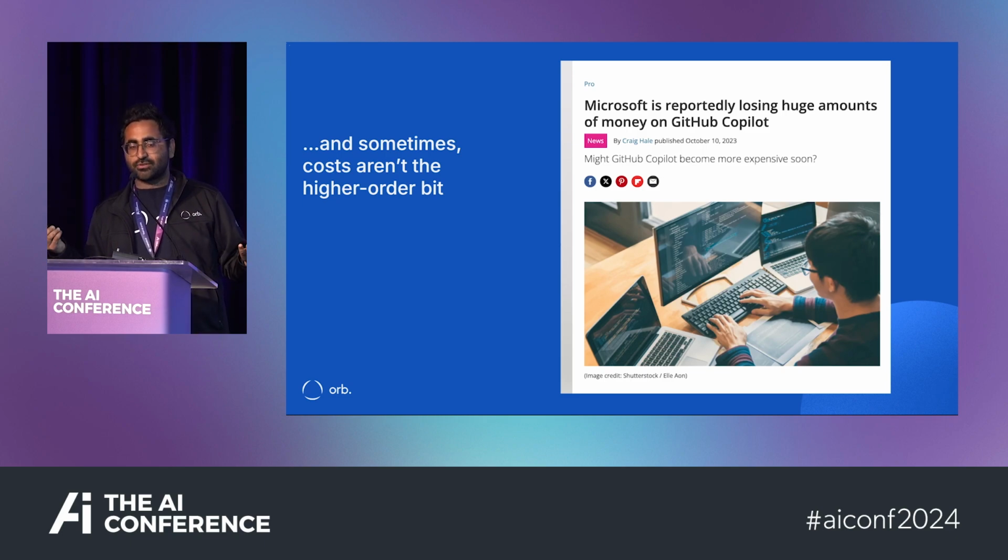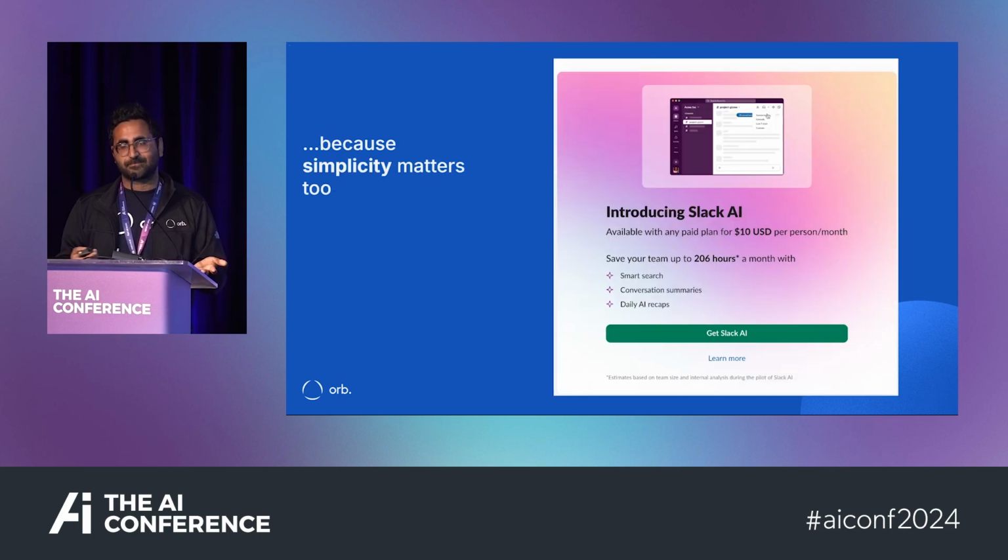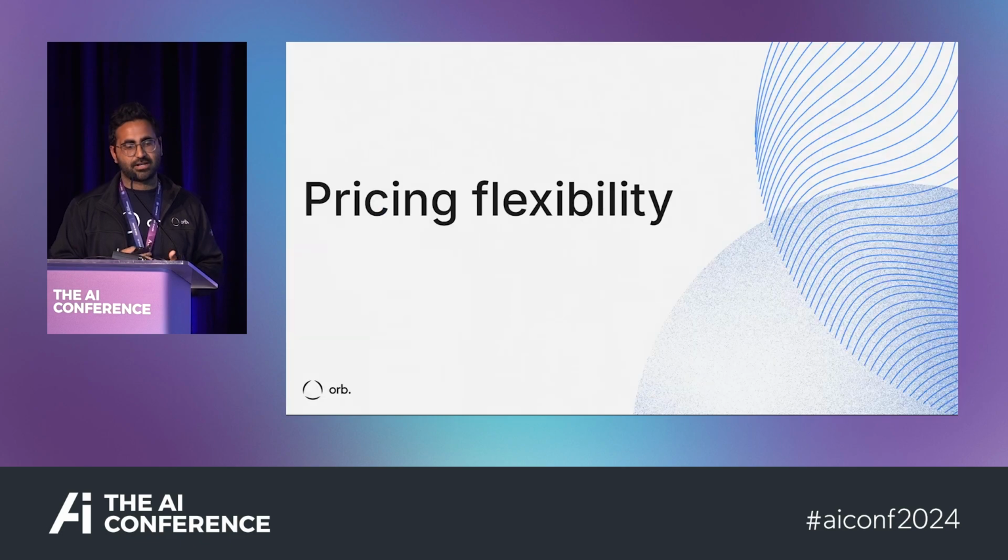Sometimes costs aren't the higher order bit. This specific article has been debated many times over. Regardless of this example, GitHub charges for Copilot on a per-seat basis. Does that really make sense for margins? Probably not. There are probably lots of customers who use Copilot a lot, and there are customers who don't use Copilot at all, so their margins are probably pretty funky. But simplicity matters too. And so this is another example of Slack charging for AI on a per-seat basis, because they're really trying to just push adoption of Slack's AI product.